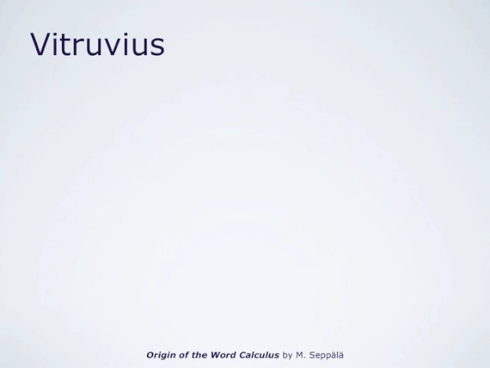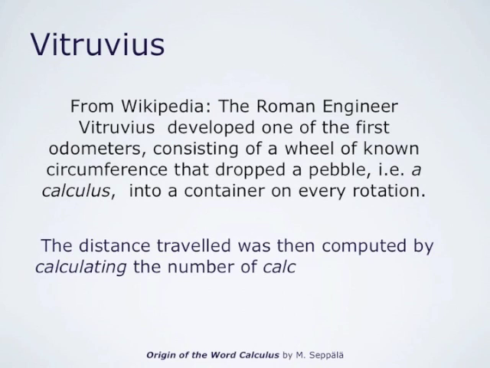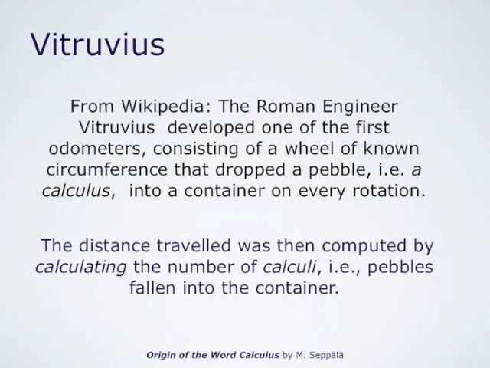Wikipedia explains that the Roman engineer Vitruvius developed one of the first odometers consisting of a wheel of known circumference that dropped a pebble, that is a calculus, into a container on every rotation. The distance traveled was then computed by calculating the number of calculi, that is the number of pebbles fallen into that container.